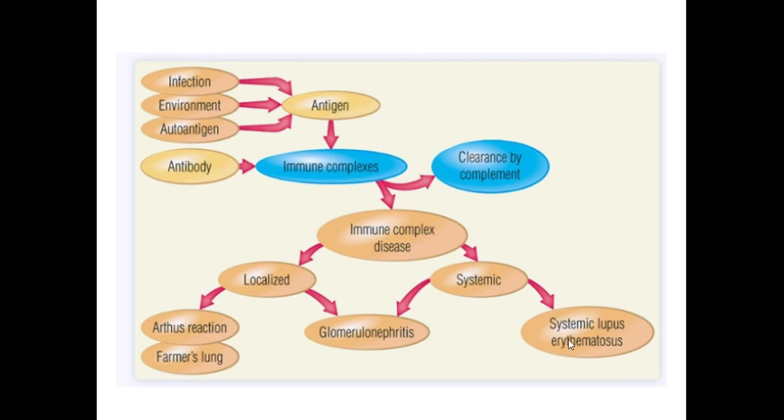So remember then, systemic lupus erythematosus is a generalized immune complex disease, where the immune complexes are present everywhere, or it could be localized, and this is the one that we call Arthus type of a reaction.